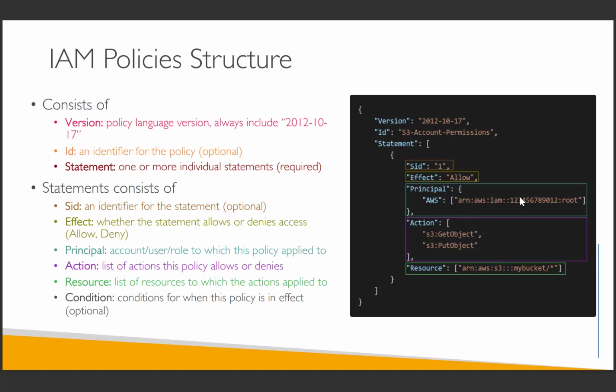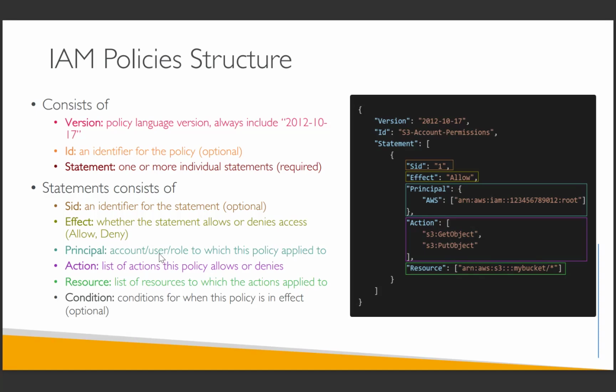One statement contains, like this, the root account which can access the S3 bucket named my bucket, and it has permission of getting an object and putting, or updating, an object. Now a statement consists of SID, again an identifier for the statement, which is optional. Effect: whether the statement allows or denies access. In this case, you see the effect is Allow. Effect Allow means this root account will be able to access this bucket and it has permission of get object and put object.